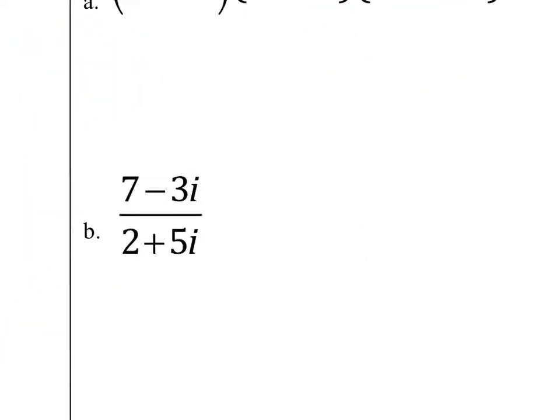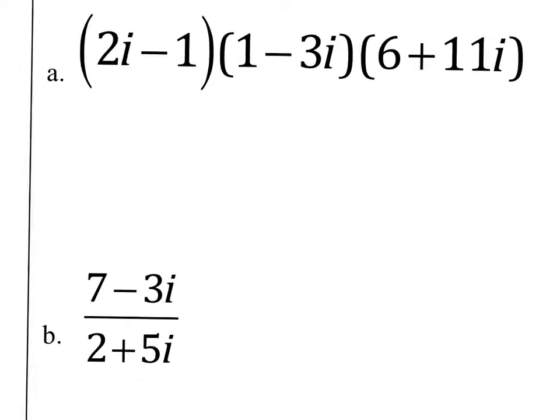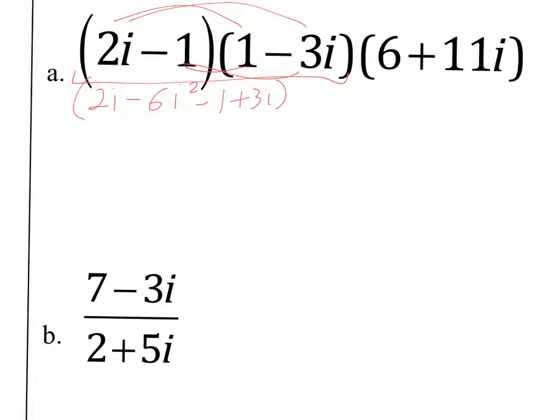Next problem, we've got to deal with some complex numbers. And first up, I've got to do a whole bunch of distribution. I'm going to start by distributing the first two, then whatever I get, I'll distribute to my end things. So we've got 2i. We've got minus 6i squared. We're going to have minus 1 and plus 3i.